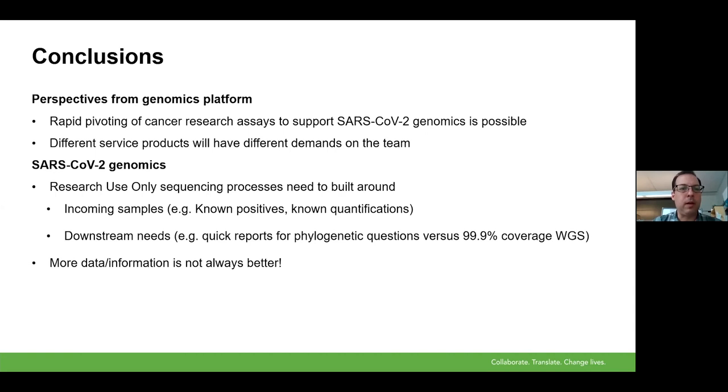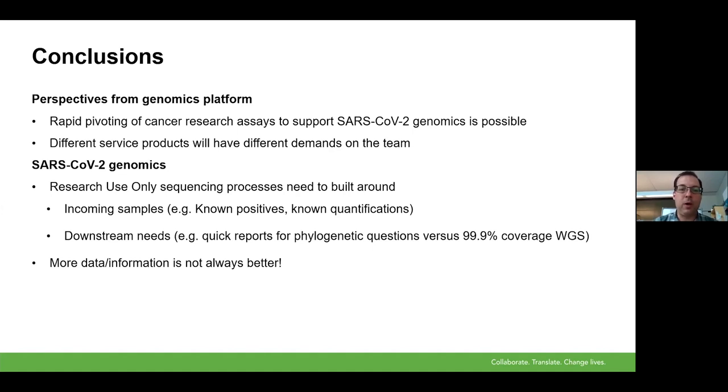And lastly, with SARS-CoV-2 genomics, we pretty much realized kind of what we innately knew, that research use only sequencing processes can't just be adopted to a different genome, different samples. We really had to tailor and build an assay around the types of incoming samples, and in our case, samples that are known positives with generally known quantifications, and then also the downstream needs. So like I mentioned, quick reports to just answer a phylogenetic question versus nearly complete coverage for other applications.